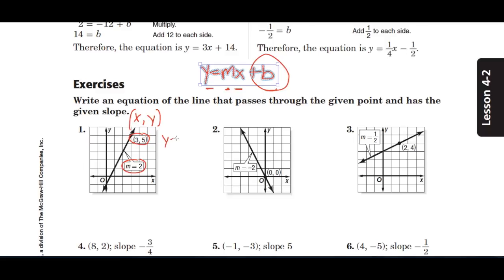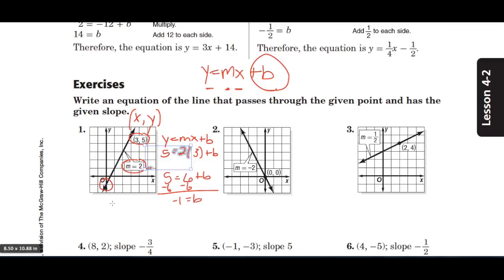I'm going to start by writing y equals mx plus b. Underneath the y, I'm going to put the 5 because the y is the 5 value there, equals, the m value is 2, so I'll substitute that in. The x value is 3, so I'll substitute that in, and then plus b. If I simplify, I get 5 equals 6 plus b, and then if I subtract 6, I get -1 equals b. And you can see right here that it crosses at -1, but just to make sure, we solve that algebraically by solving for b, and so my final answer for number 1 is y equals 2x.